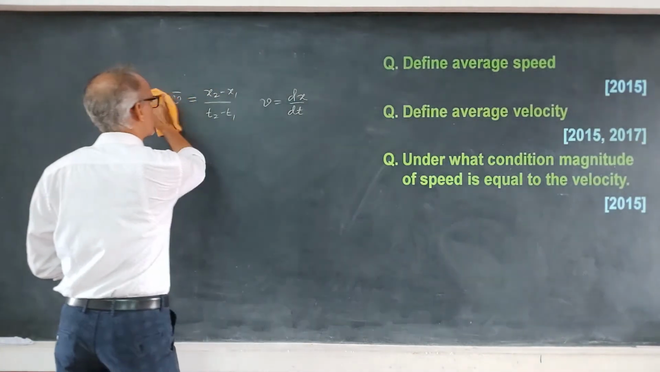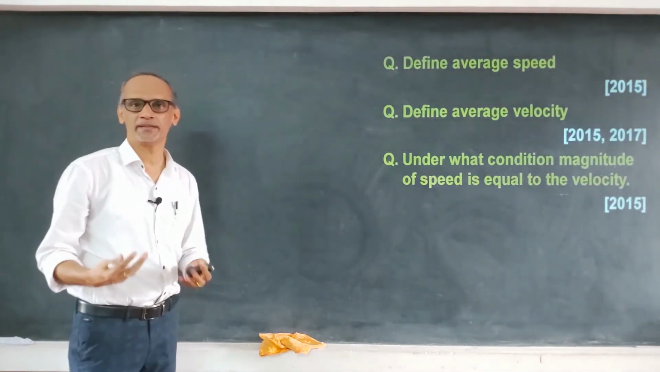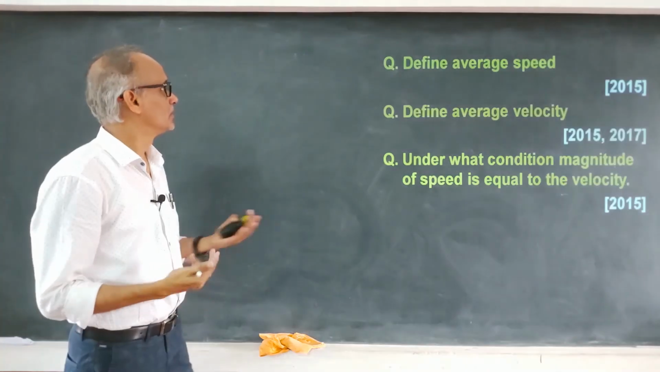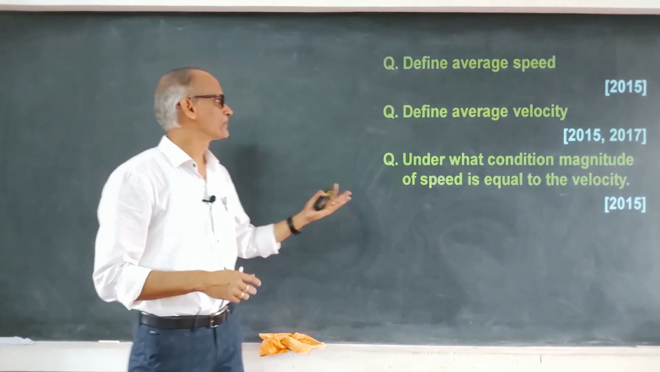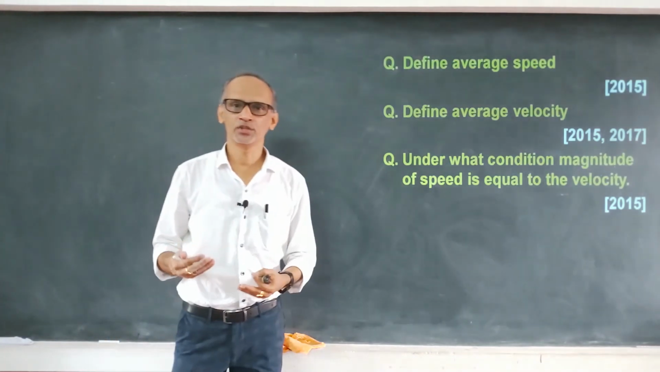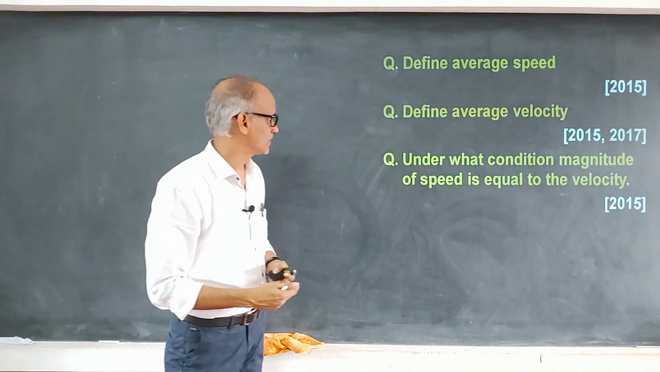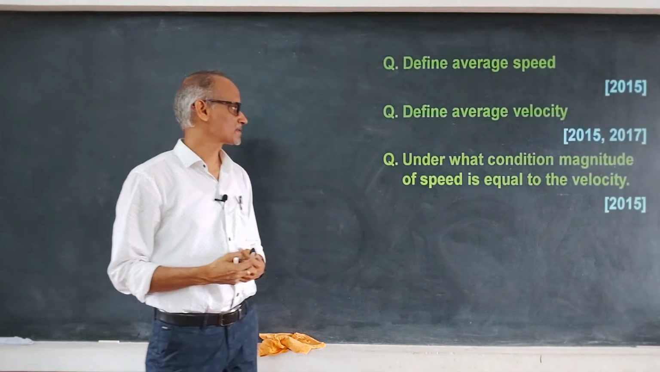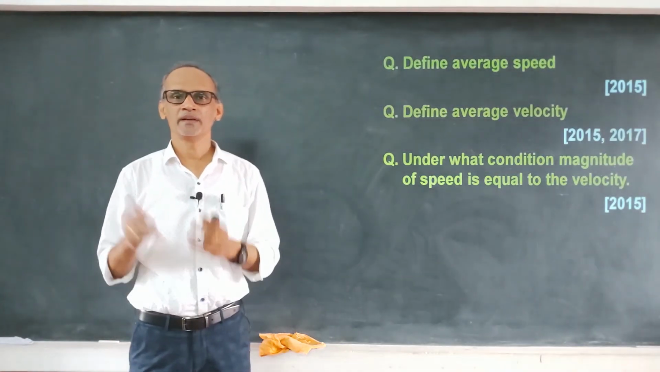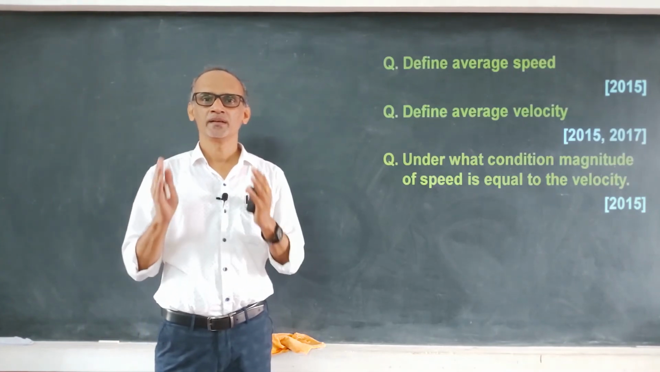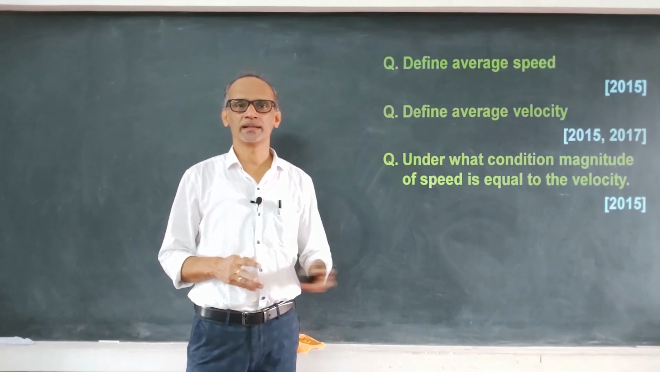The questions that have appeared in the examination, I have listed here. So first one, define average speed. This question has appeared once in the examination. How do you define average speed? The ratio of the total distance traveled to the total time taken. Define average velocity. The ratio of the total displacement to the total time taken is called average velocity. Next question that has appeared, under what condition is the magnitude of the speed equal to the velocity? When the particle moves along a straight line. That is the answer for that last question. Okay.